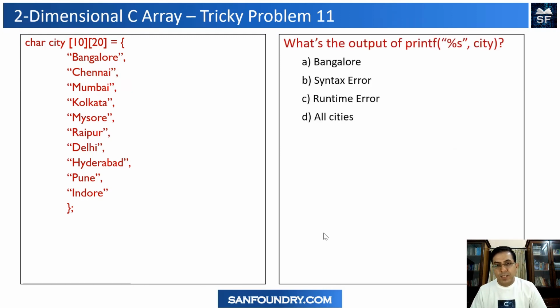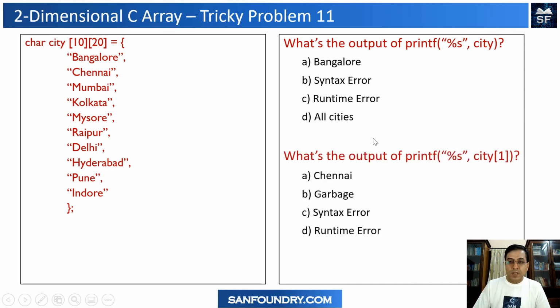Now, an interesting one. What is the output of printf("%s", city)? Is it like the compiler says, oh, you have given a two-dimensional array name to me, so I have a syntax error, or I will just say Bangalore, or a runtime error, or the compiler says, okay, you want the entire city array, so I'll give you all cities? All cities means all of these, because you simply supplied city, right? So you have to remember certain rules about printfs in C programming. So let's see what answer you will get. Make a note of it. We'll discuss this during a lab demo.